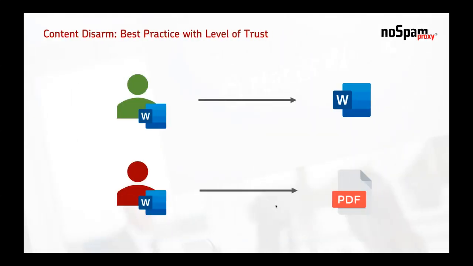And in combination with our level of trust system, we can set up rules like: if there's a Word document coming from a trusted communication partner, that means somebody I'm in contact with, I sent an email to this guy, then I can do other checks. But if the Word document is coming maybe from an untrusted person, then CDR is done, and I'm receiving only the X-ray.